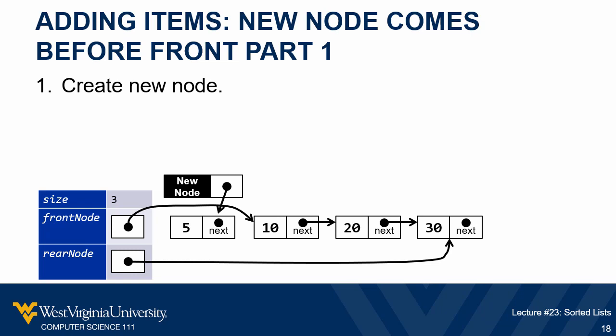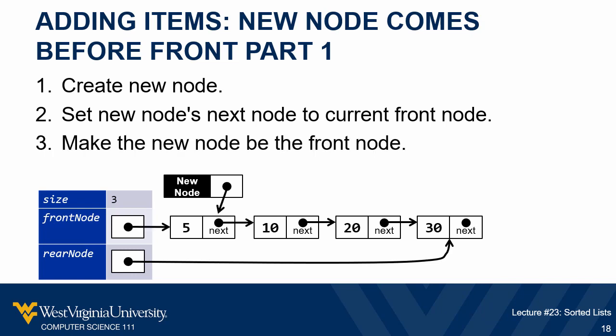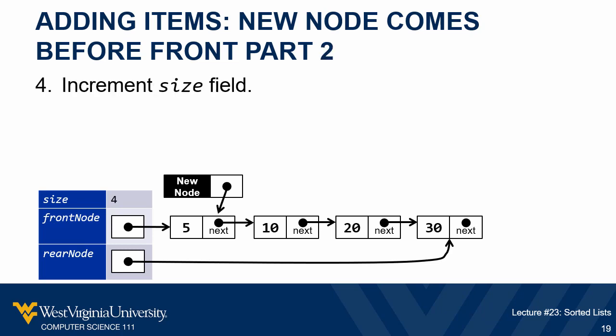So what I'm going to do with my new node is set its next node to point at the current front node. That way I'll be able to get from 5 to the rest of the nodes that are in my chain. After I've done that, I can make my new node be the front node. So we'll start off with 5 now, and then we'll go through the rest of our chain with the 10, 20, 30. After I've done this and got all of my links set up right, I can go ahead and increment the size field to reflect that we now have another thing stored.